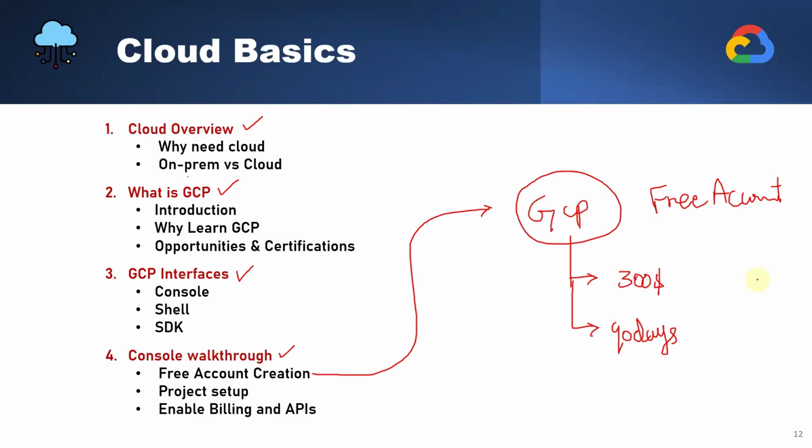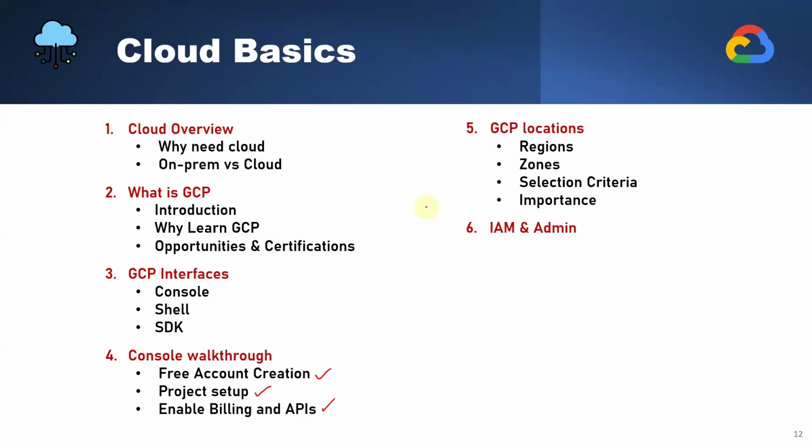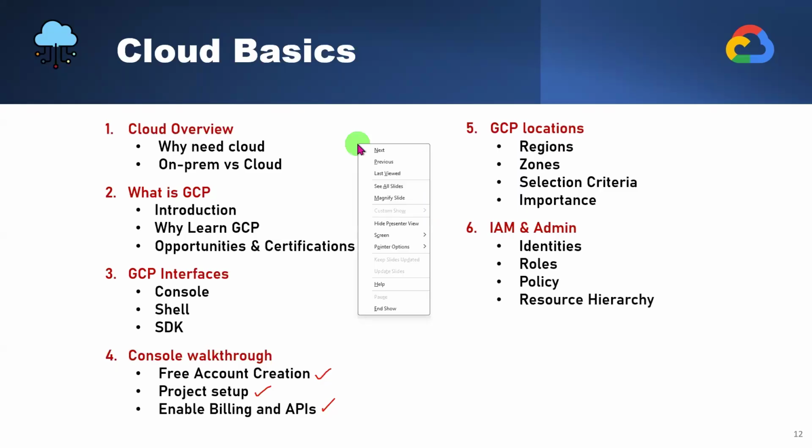So this is what it is. And after that, we will also see what is a project, what is enabling the billing, managing the APIs. And then GCP locations, what is region, what is zones, what is the selection criteria, what is the importance. And then we will also talk about IAM and admin, what are identities, what are roles, what is policy, what is resource hierarchy. So as a part of the cloud basics, we are going to cover these 5 chapters, guys.